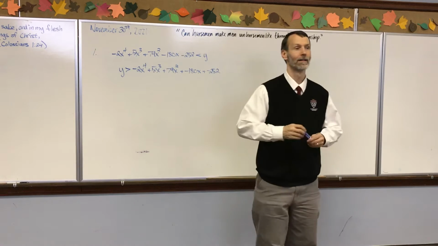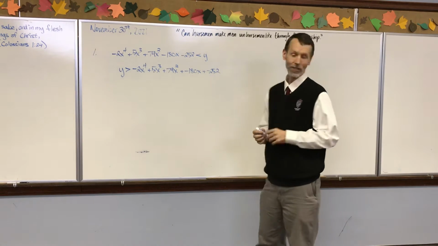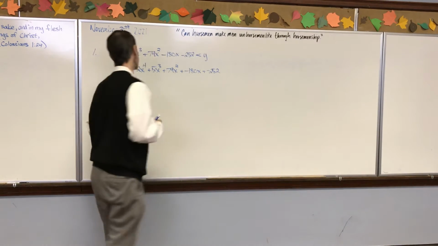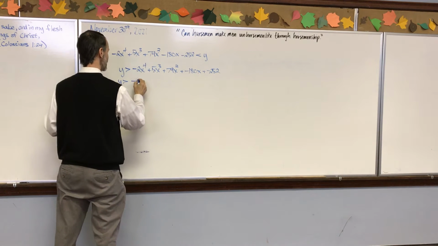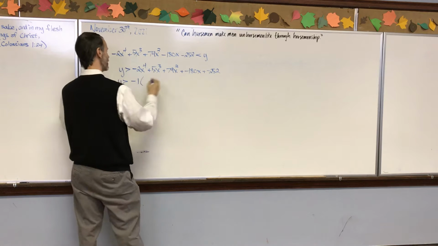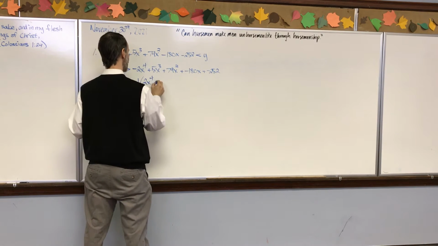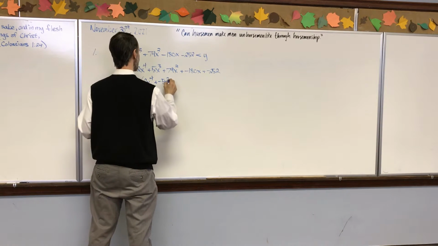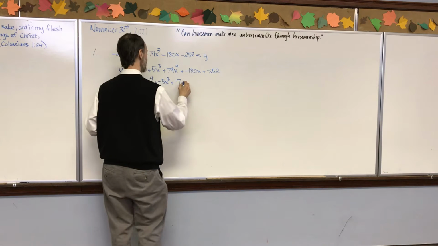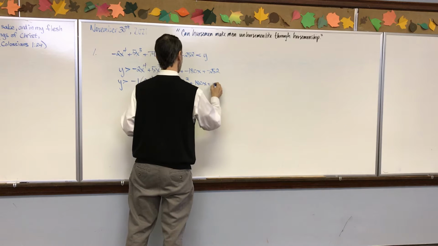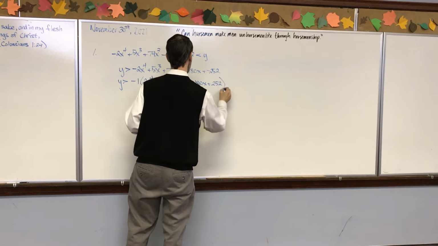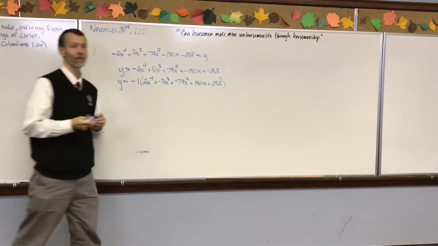Yeah? Can we do a GCF of negative 1? Interesting point. Yes, you could if you wanted. Y is greater than, it's not going to be incredible difference, but 2x to the 4th plus negative 5x cubed plus negative 79x squared plus positive 180x plus positive 252. Yeah, definitely.